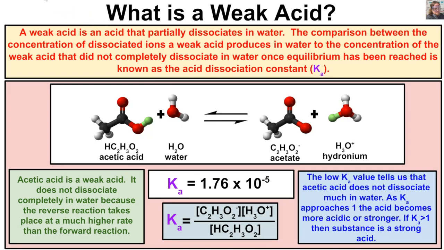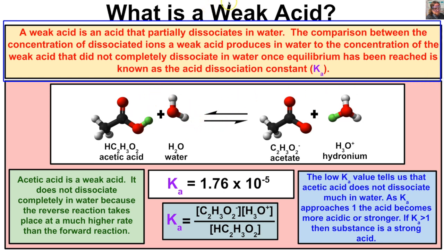And so what is a weak acid? It says right here that a weak acid is an acid that partially dissociates in water. And the comparison between the concentration of dissociated ions a weak acid produces in water to the concentration of the weak acid that did not completely dissociate in water once equilibrium has been reached is known as the acid dissociation constant, or Ka. So what does this mean?